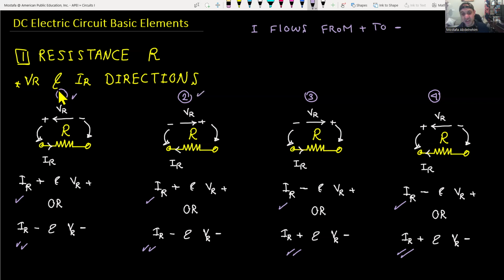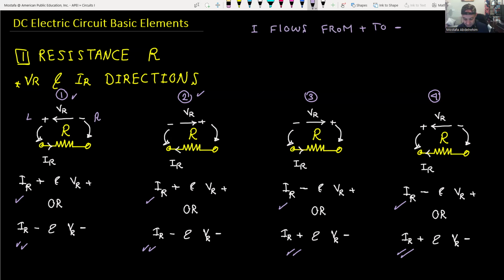So where is the positive and negative here in combination one, for example? The positive is on the left and the negative is on the right. So the current will flow from the positive, which is on the left, to the negative. And the direction of the voltage is from negative to positive. That's why they are opposite.